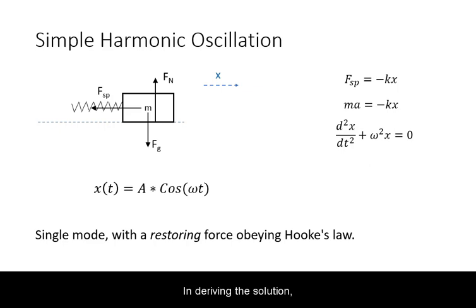In deriving the solution for simple harmonic oscillation, we set up Newton's second law, create the differential form of the equation of motion, and plug in a trial sinusoidal function.